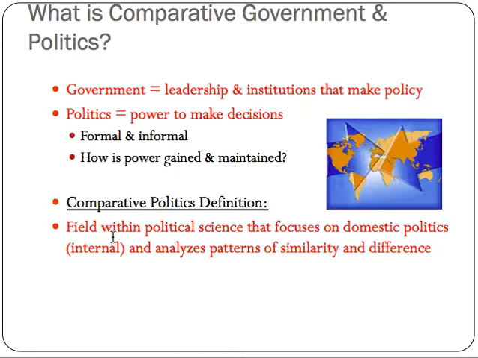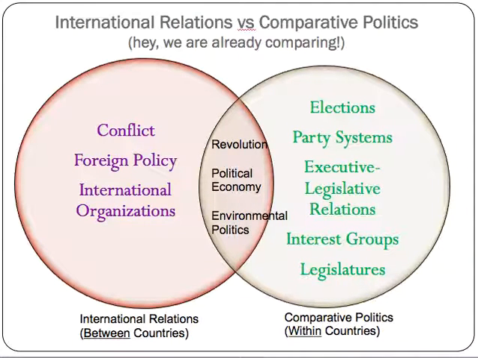Comparative politics, the definition is field within political science that focuses on domestic politics and analyzes patterns of similarities and differences. The difference between international relations and comparative politics is that international relations is looking at all the foreign policies and your conflicts and your international organizations that work with those countries. However, in comparative politics, we're looking at the election systems. You're looking at all their different parties and their party systems, whether it's a one party, a multi-party. You're looking at their executive and legislative branches and how they operate, the interest groups that are made up in that country and the bureaucracies that run the country.